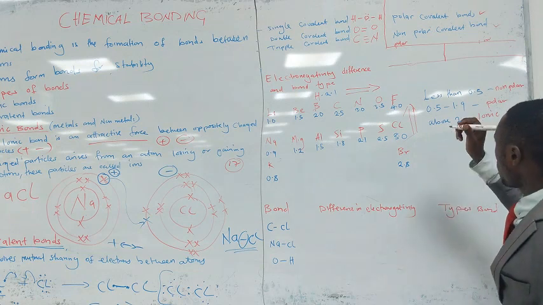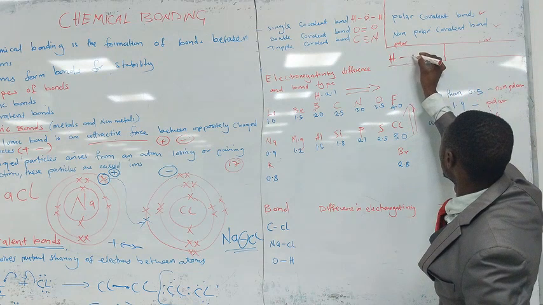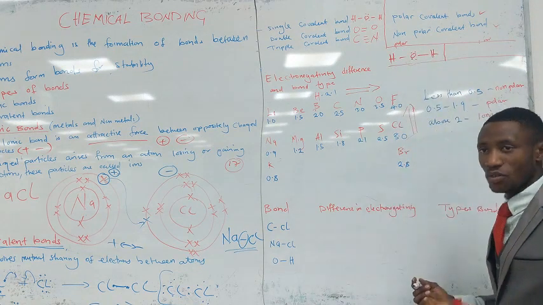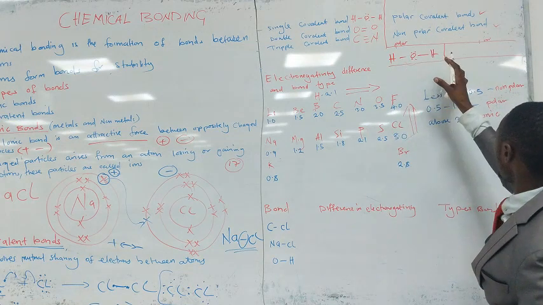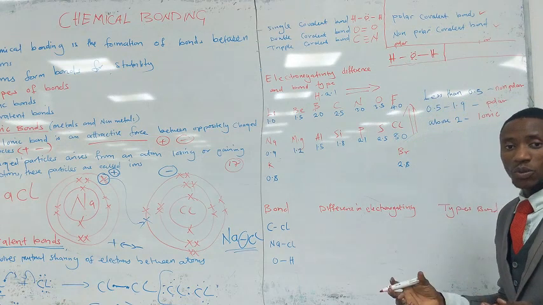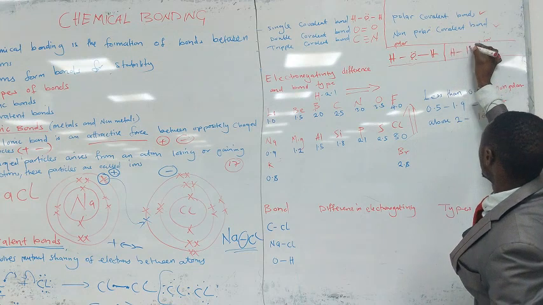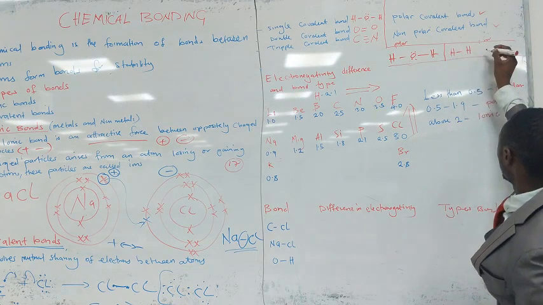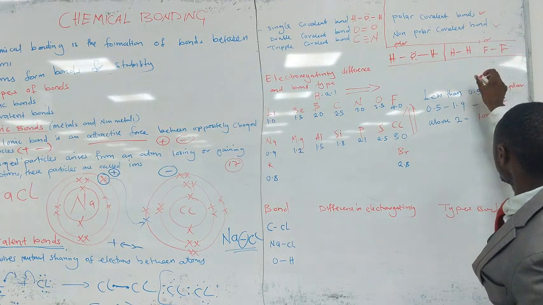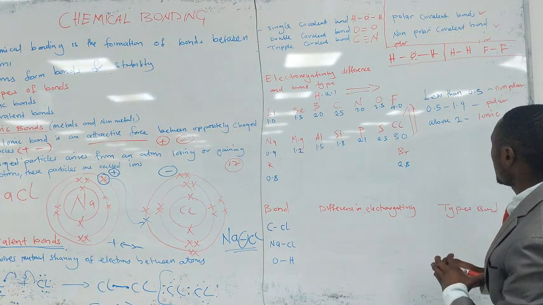Example of polar, we can give of a water molecule, where there is an imbalance in the sharing of electrons. Then on non-polar covalent bond, this mostly occurs between the same atoms. Let's say between hydrogen and hydrogen, also fluorine and fluorine. So there is equalness. Each element participates in sharing.